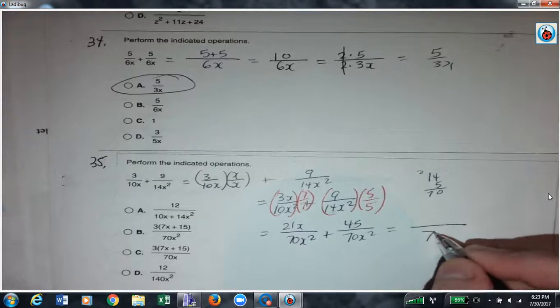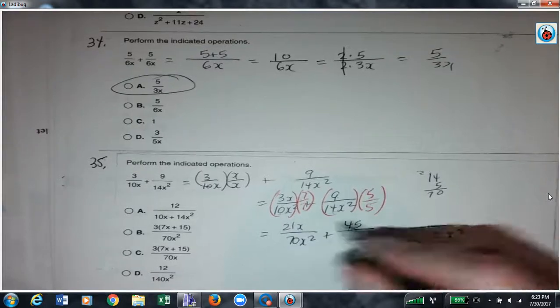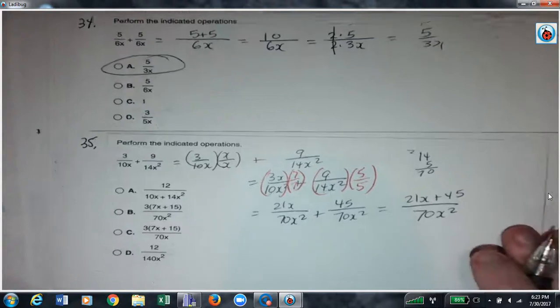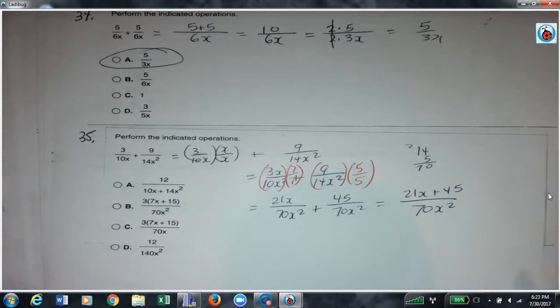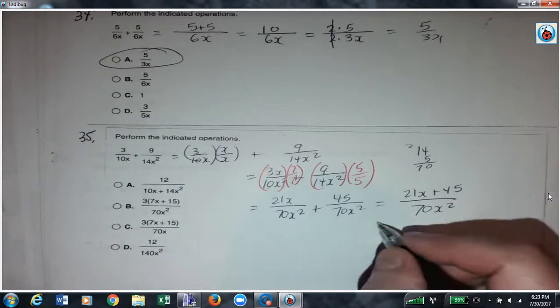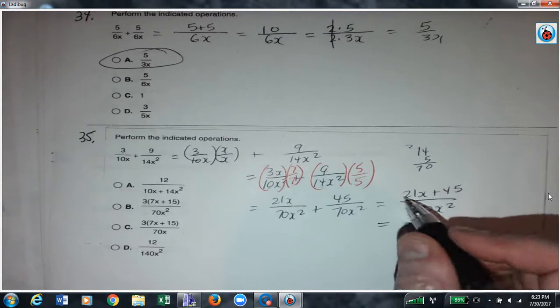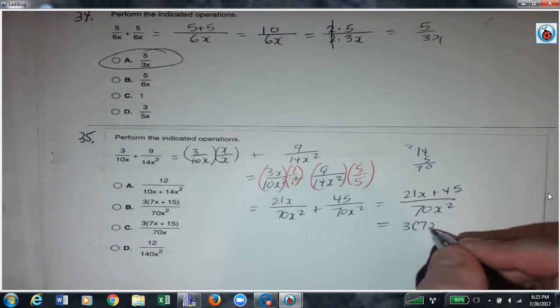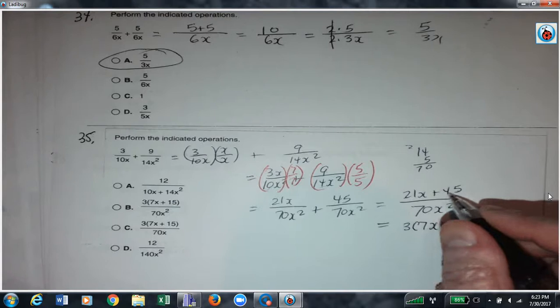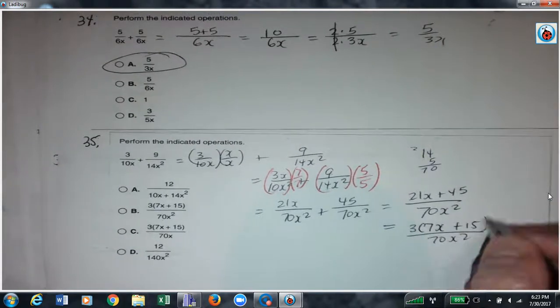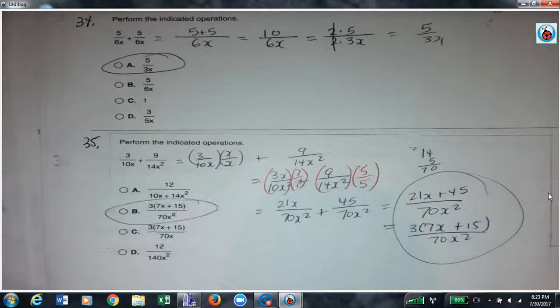Now I can put them together. And I'll get 21x plus 45. Okay, which is correct. If I look at these, I'm going to notice that's the only one that's got 70x squared in the denominator. I can factor out a 3 from the top there. 21 is 7 times 3, so 21x is 3 times 7x. 45 is 3 times 15. I'm just doing that so I can see that it matches that one.